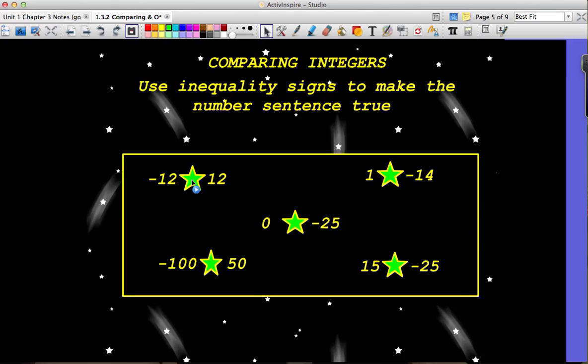Alright, so what you should have found is that negative 12 is less than 12. 1 is greater than negative 14. 0 is greater than negative 25. Negative 100 is less than 50. And 15 is greater than negative 25.